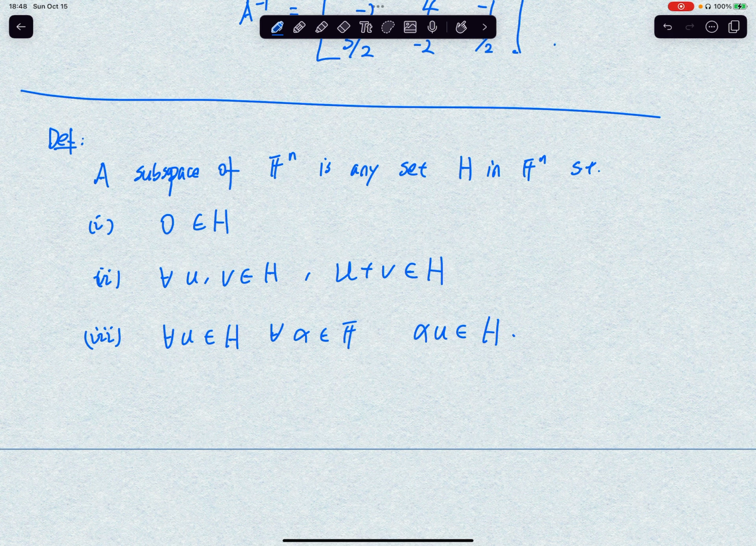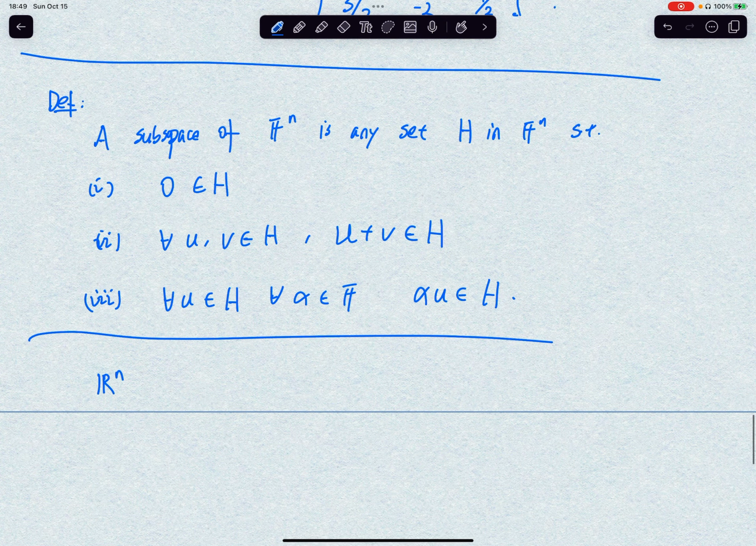And note that if we use Rn instead of Fn, and actually this holds for Fn, I just want to make an example. So Rn is a subspace of itself since it satisfies these three conditions. And another special subspace is the set containing only the zero vector in Rn or Fn, and this set is called the zero subspace, since it also satisfies the conditions for being a subspace.